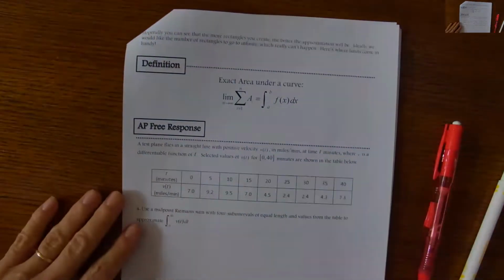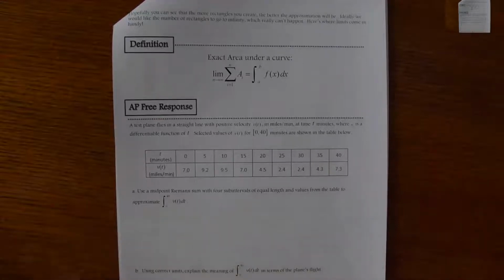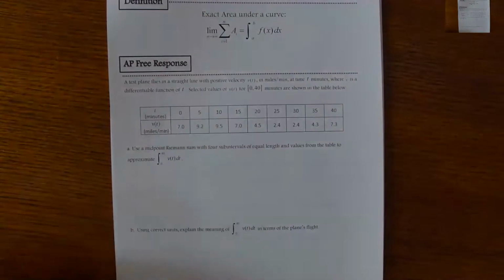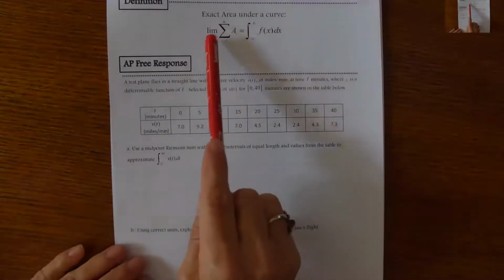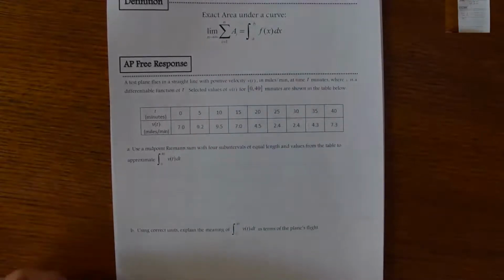Hopefully you can see that the more rectangles you create, the better the approximation will be. Ideally, we would like the number of rectangles to go to infinity, which really can't happen. Here's where limits come in handy. The proper, fancy way to say this is the exact area under a curve. Notice when we draw rectangles or trapezoids, we're estimating. Calculus is exact. So the limit as n approaches infinity, what this means is if you could draw infinitely many rectangles, you would have exactly.